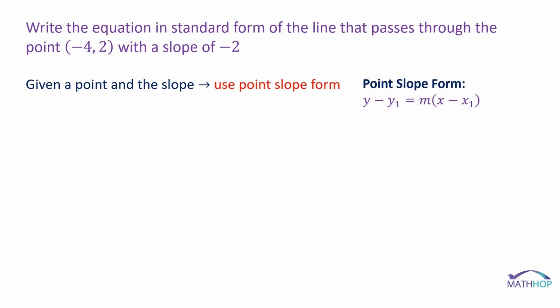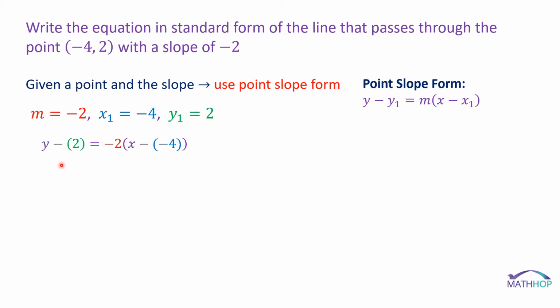So point-slope form is y minus y sub 1 equals m times the quantity x minus x sub 1. And with this form, you simply plug in your x-coordinate, your y-coordinate, and your slope, and simplify if you have to. But that's it. There's no calculating involved here. So our m value is negative 2. Our x sub 1 value is negative 4 because that's our x-coordinate. Y sub 1 is 2 because that's our y-coordinate.